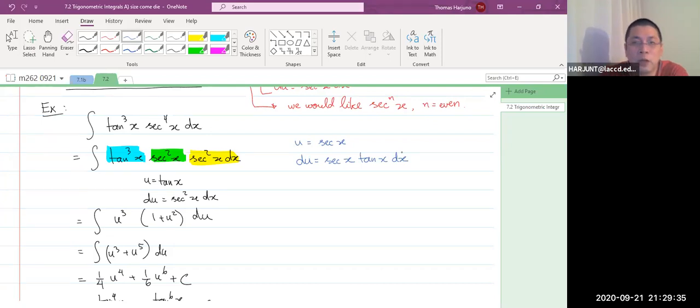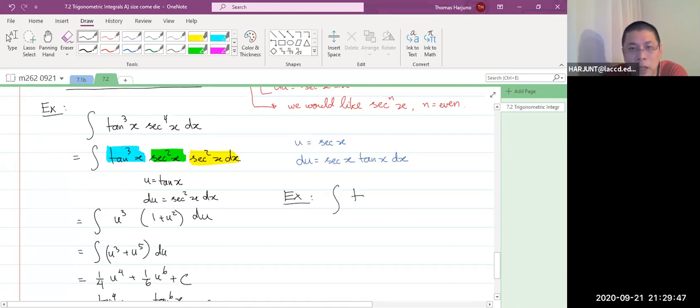Okay, so if you have, for example, here, the integral of tangent to the 5th x secant cubed x dx. Now my plan is I will take one tangent, one secant aside. That will help me with my substitution.